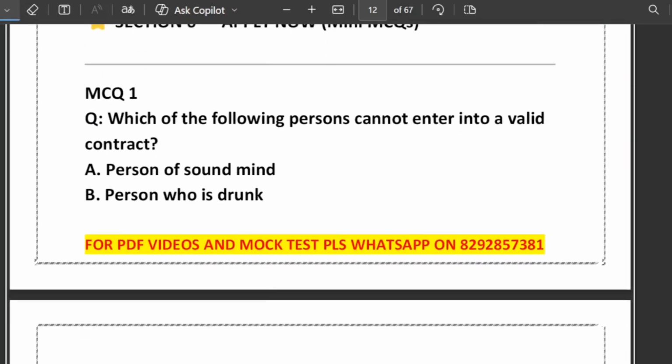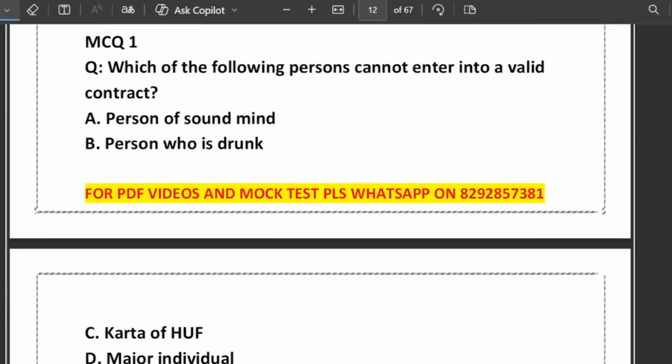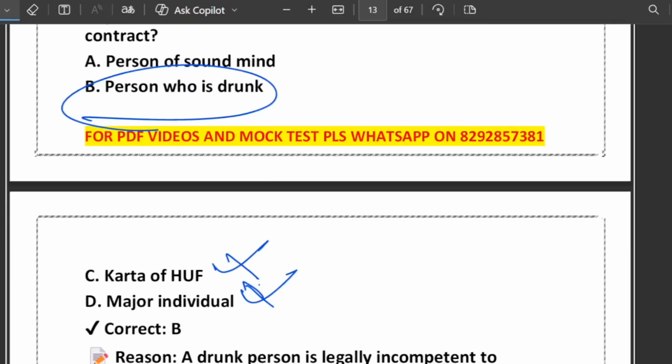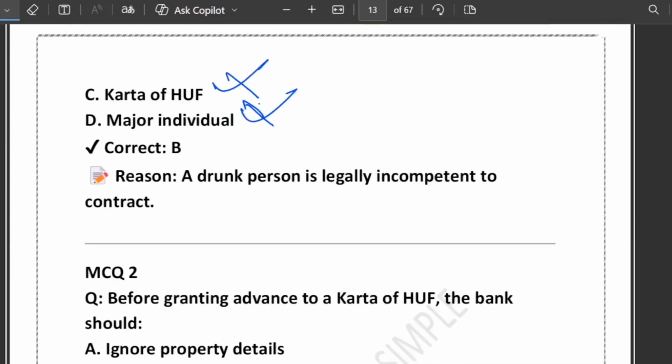Which of the following persons cannot enter into a valid contract? Person of sound mind, person who is drunk, Karta of HUF, major individual. Actually, they can enter, so this is not the answer. Karta of HUF, he can enter. A person who is drunk cannot enter into a valid contract because he is not of sound mind.